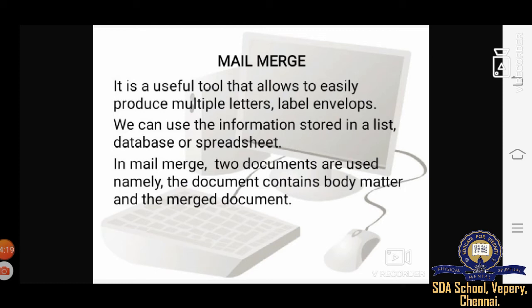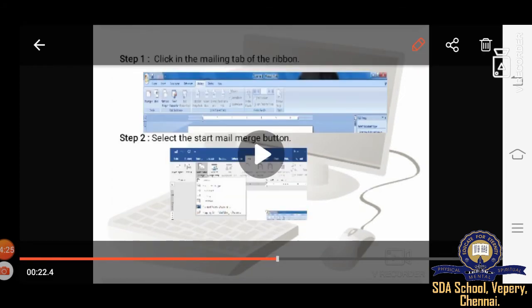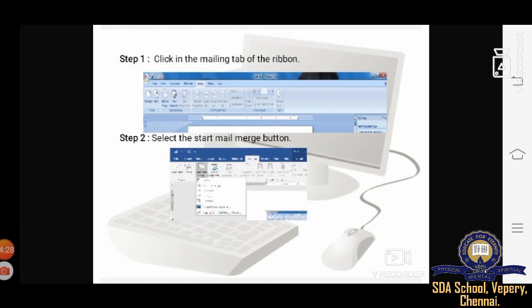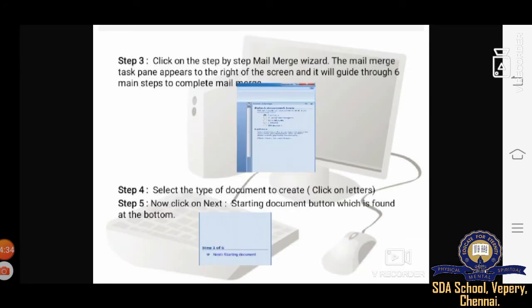Step 1, click on the Mailings tab of the ribbon. Step 2, select the Start Mail Merge button. You can see the diagrams over there. And the third step is click on the Step by Step Mail Merge Wizard.